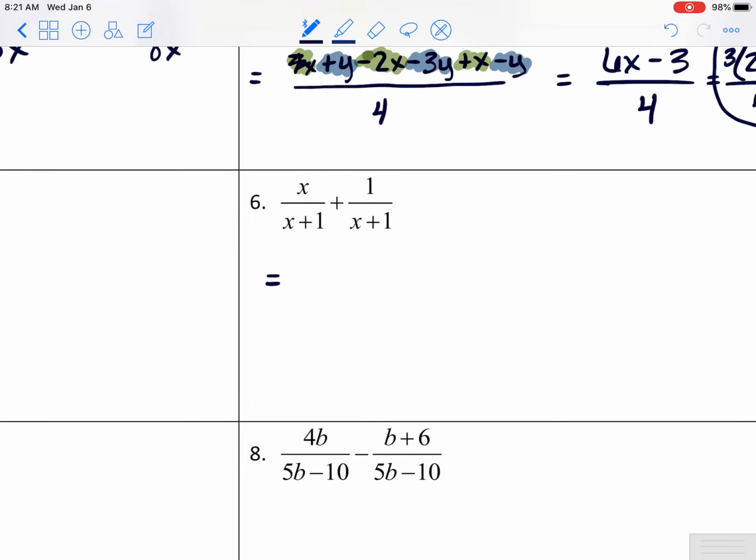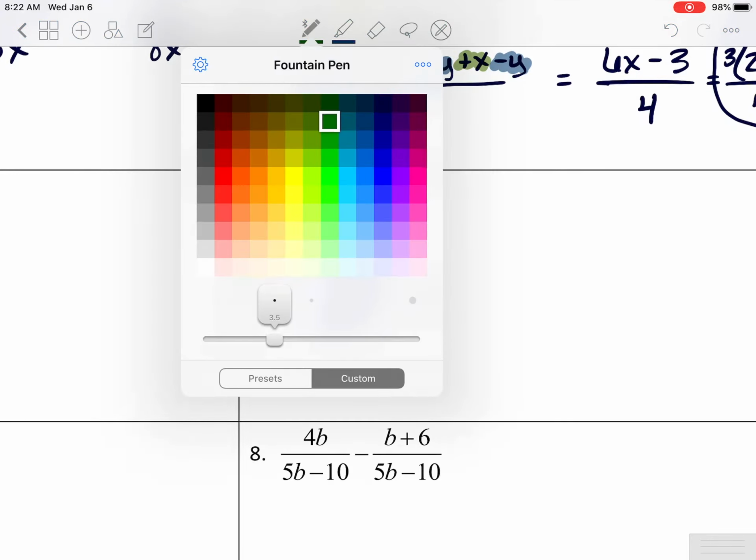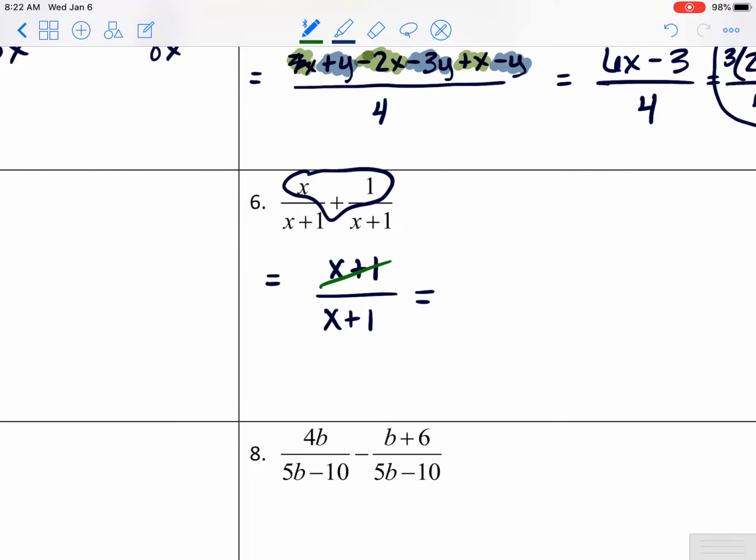Number 6, nice and easy. Bring over my common denominator. Add the top. Okay. Now I can reduce this. They're both the same thing, which is 1 over 1, which is the same thing as 1.